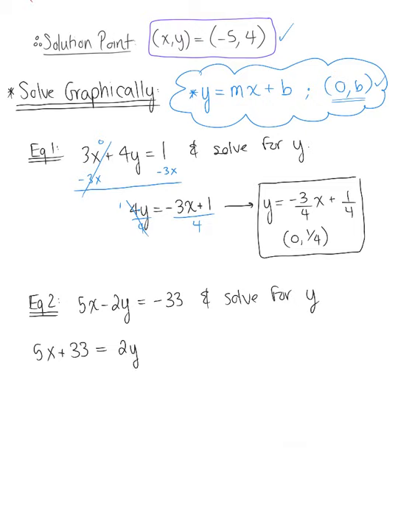And then to isolate y here, we can divide both sides of the expression by 2. So 2 divided by 2 goes to 1. And this leaves us with y is equal to 5 halves times x plus 33 halves. And so we have a y-intercept here at 0, 33 halves.